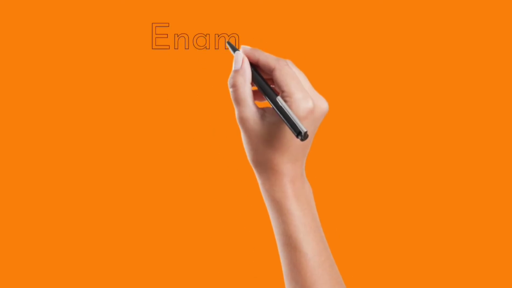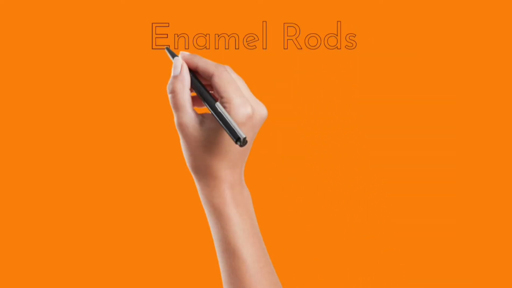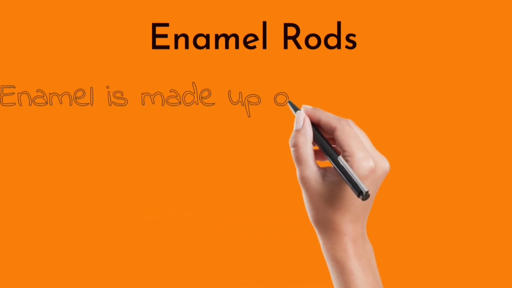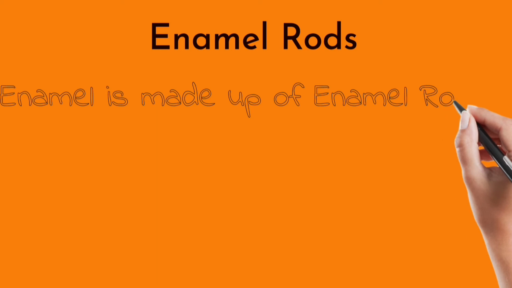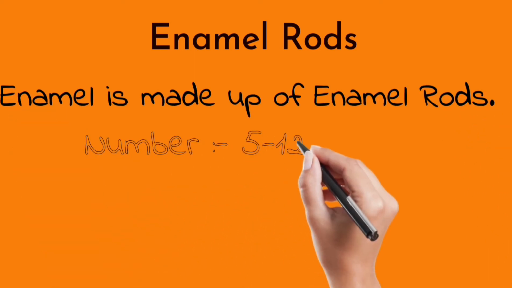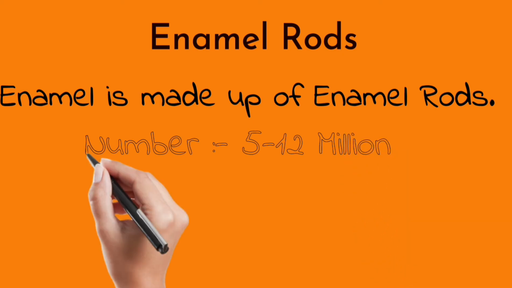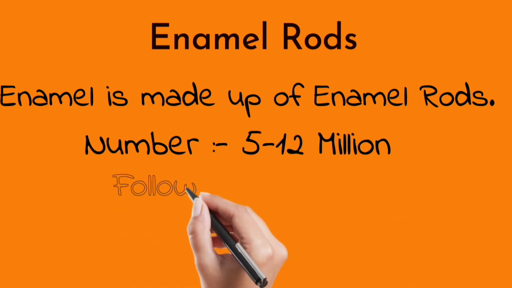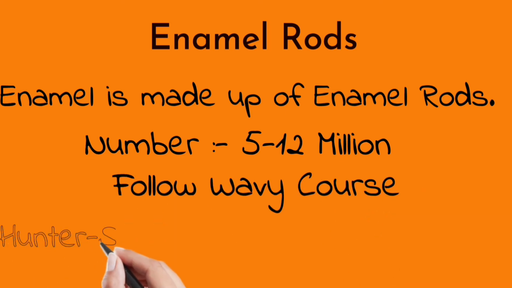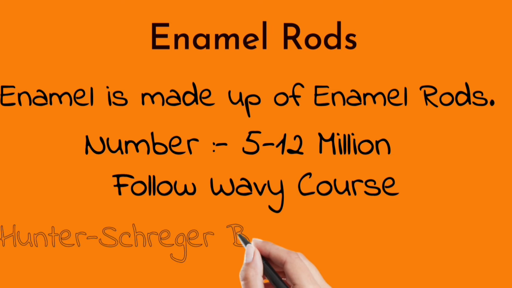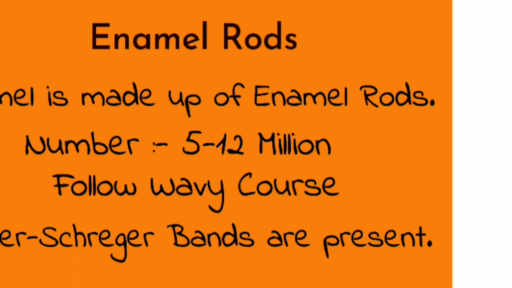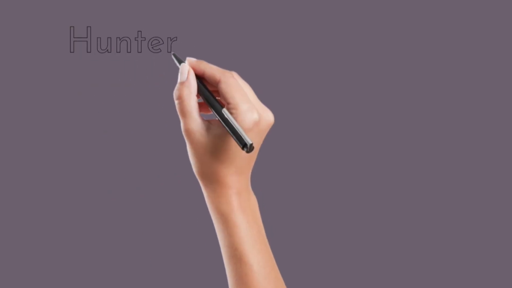Now further moving on to the enamel rods. We need to know what enamel rods are. The whole enamel is made up of enamel rods. There are about 5 to 12 million enamel rods present in the teeth, 5 million in the small incisors, while the 12 million are in molars. These enamel rods follow a wavy course and there is a very important structure present in it which is called Hunter-Schreger band. So let's study first about the Hunter-Schreger bands.